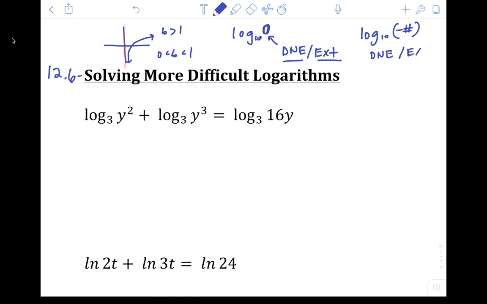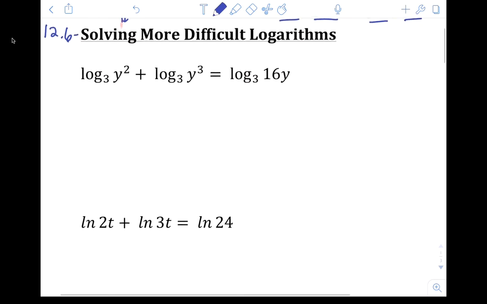That can't be done. So whatever value you think you got to make that happen, it must be extraneous. Why? Because logs of negative numbers don't exist. So let's go to an actual problem, keeping that in mind.